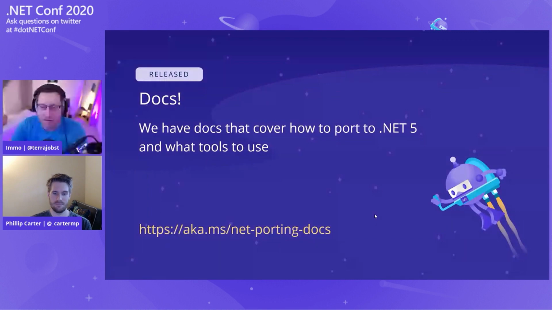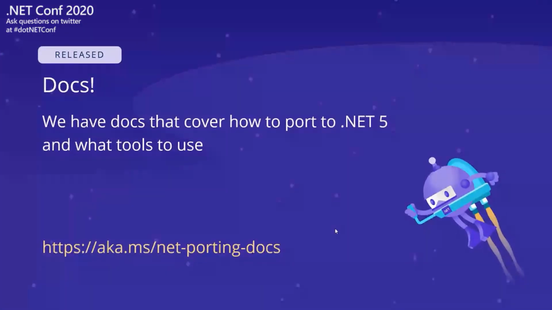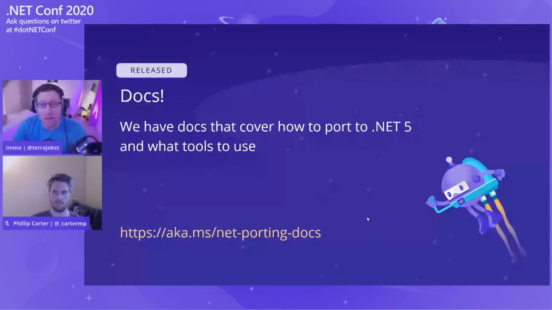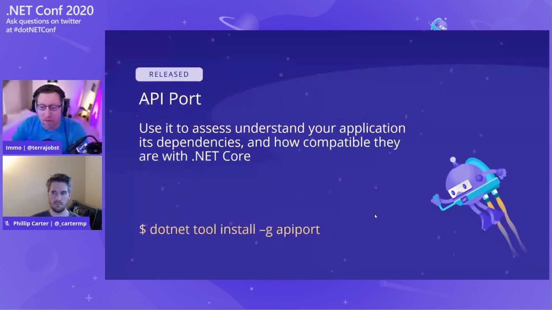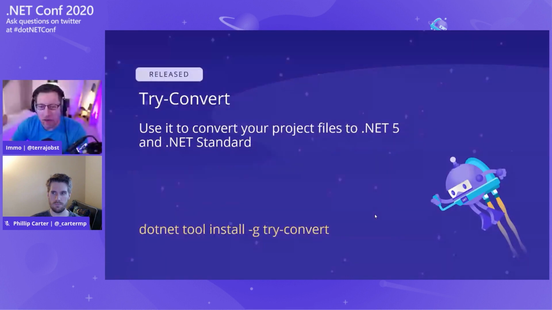So yeah, that's right. We also have docs. When you go to aka.ms/dotnet-porting-docs, they cover all the tools we just showed you. It also covers a lot of the process on how to get there and how to think about the modern world, so to speak. API Port is very simple to install, as Philip was showing: just dotnet tool install -g api-port. That's the tool that gives you the Excel spreadsheet. TryConvert is the thing that does the project level conversion. Also just dotnet tool install -g try-convert to get you running.